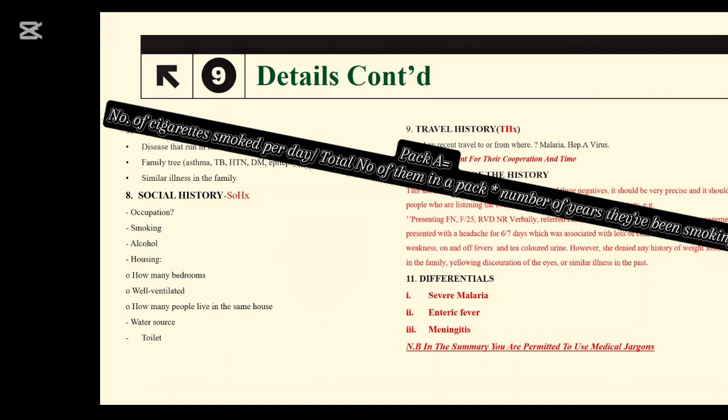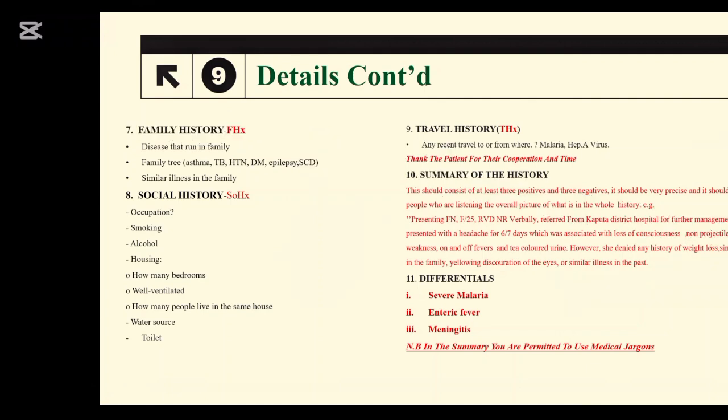So if the patient smokes, for example, 30 per day, you say 30 over 20, then you multiply by the number of years that the patient has been smoking. So if they have been smoking for 20 years, for example, you say 30 over 20 times 20. So you get 600 divided by 20. So you get a 30. But if you get pack years that is more than 15, the patient is likely to be at risk of having cancer, especially lung cancer. But remember, smoking has been associated with different types of cancers.